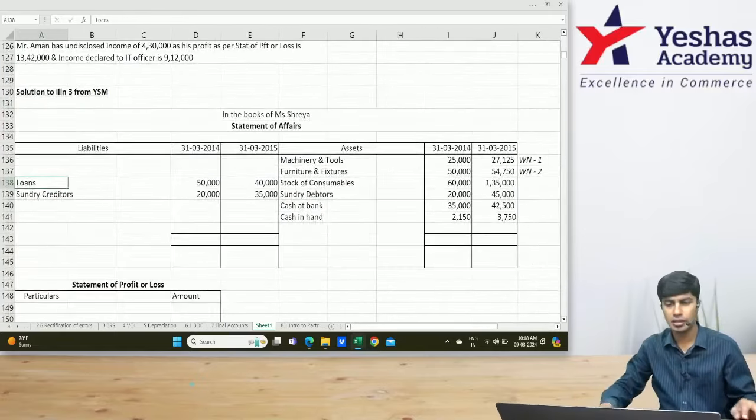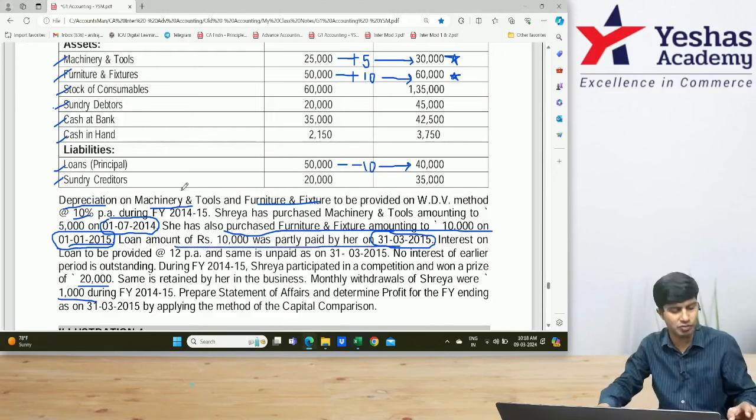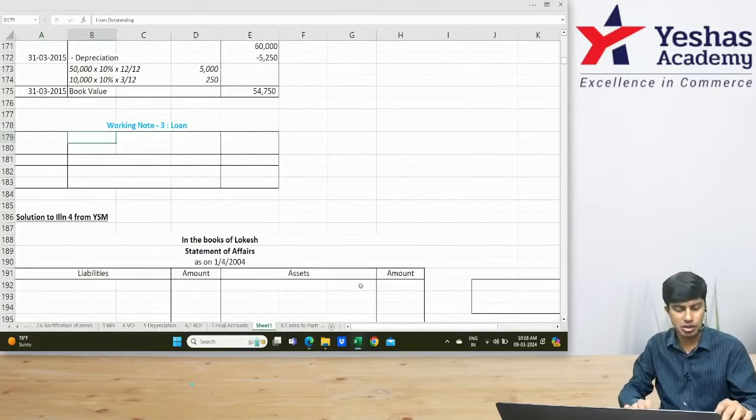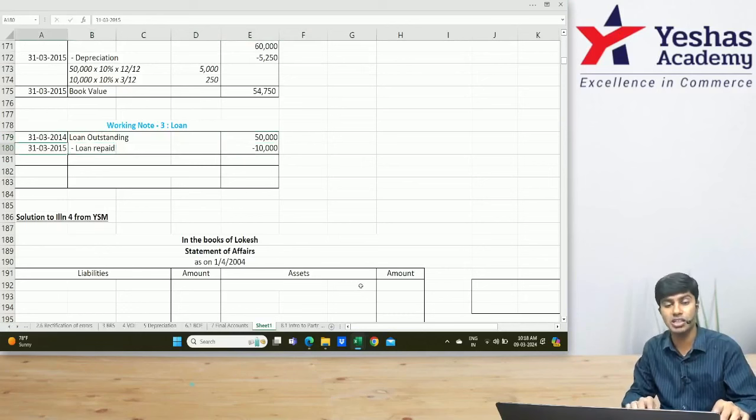Okay, come on, what is there after that in the question? Loan amount of 10,000 was partly paid by her on 31st of March 2015. This working note can be skipped, but however, I'll still make you do the same. How much is the loan outstanding amount at the beginning? 50,000. Repaid 10,000 on what date? 31st of March 2015. So closing balance is 40.